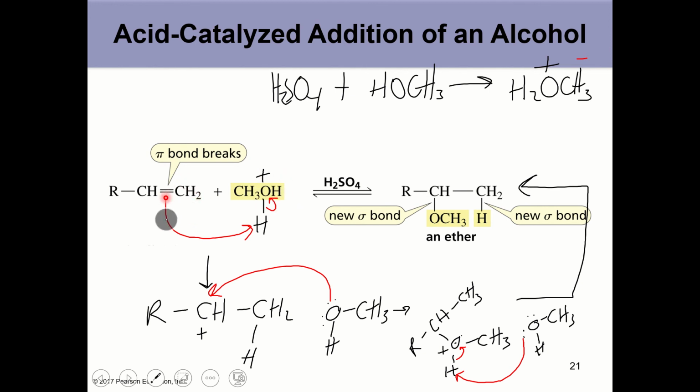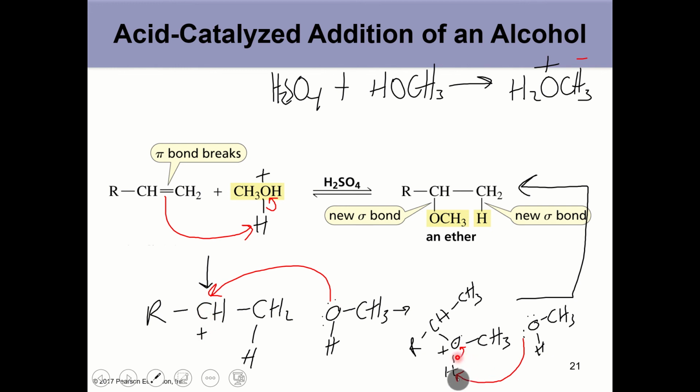Our pi bond will donate electrons to form a bond to the proton of the protonated alcohol. The bond between oxygen and water will break. This will give us our carbocation with a new bond to hydrogen at the carbon that had fewer bonds to carbon. The alcohol will then act as a nucleophile, donating a lone pair to form a bond to the carbocation carbon, to the positively charged carbon.